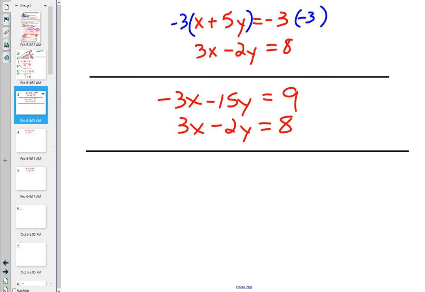Do I have matching coefficients? Yes. Do I have different signs? Yes. So step 1 is done. Now that step 1 has been cleared, it clears the way for step 2.